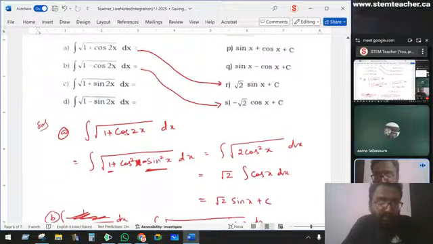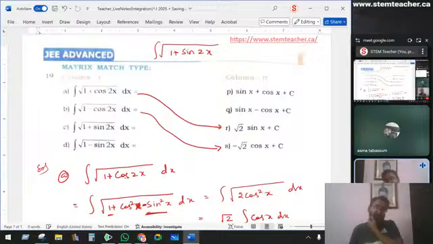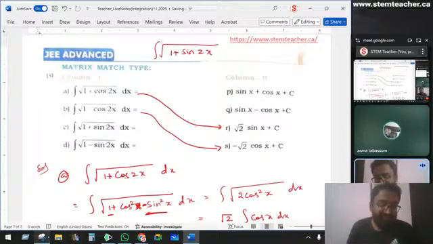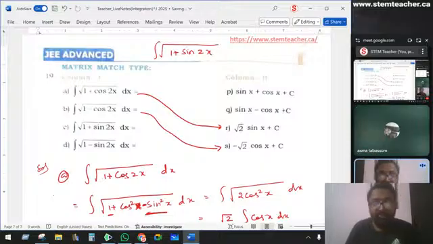So how can you think about this, integration under root of 1 plus sin 2x? Is there any formula for sin 2x? Think. Sir, 2 sin a cos a. Okay, you reached half of the technique.